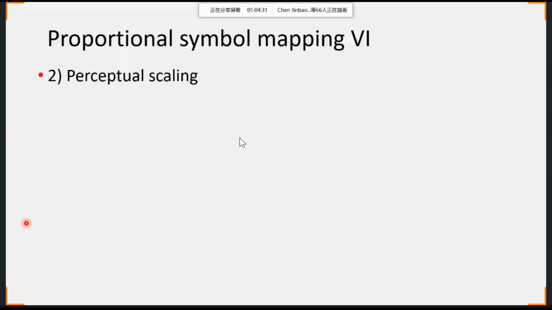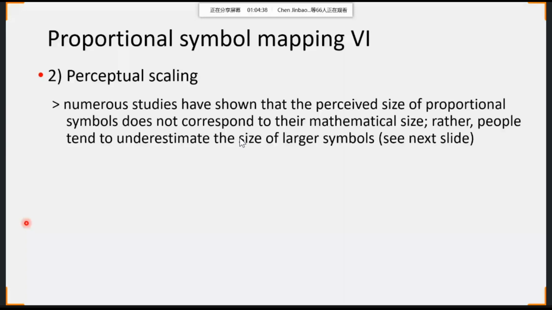More interesting, more difficult is the second option, perceptual scaling. Numerous studies have shown that the perceived size of proportional symbols does not correspond to their mathematical size. Rather, people tend to underestimate the size of larger symbols. I will show you that on the next slide.